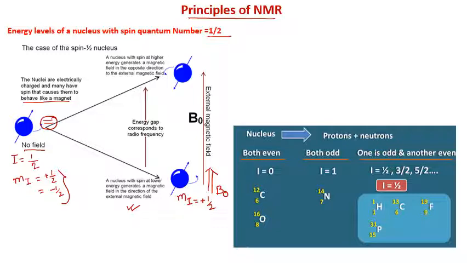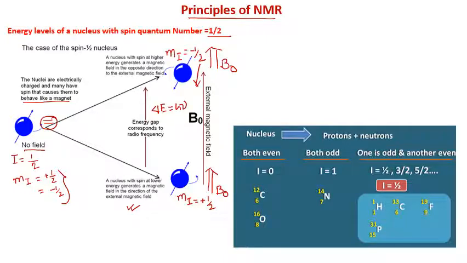And the other is the higher energy level, where the orientation of the spin is opposite to the external magnetic field. The magnetic field is applied along the upward direction. This is the direction of the magnetic field, but here you can see that the spin direction is opposite to the magnetic field. So this is the energy level Mi equal to minus 1 by 2. This energy gap corresponds to the radio frequency. This is the energy gap delta E, which is equal to h nu.